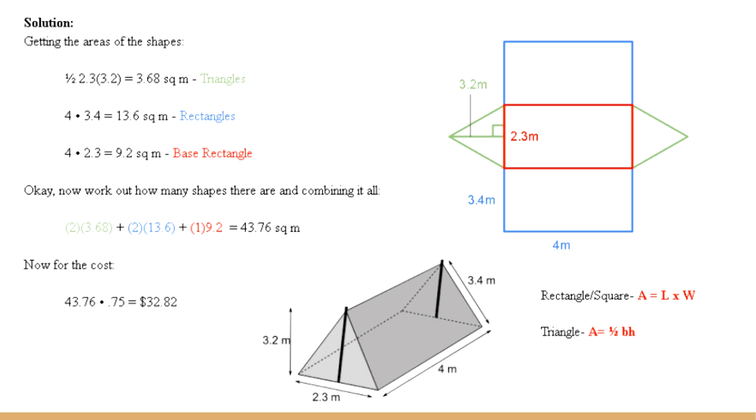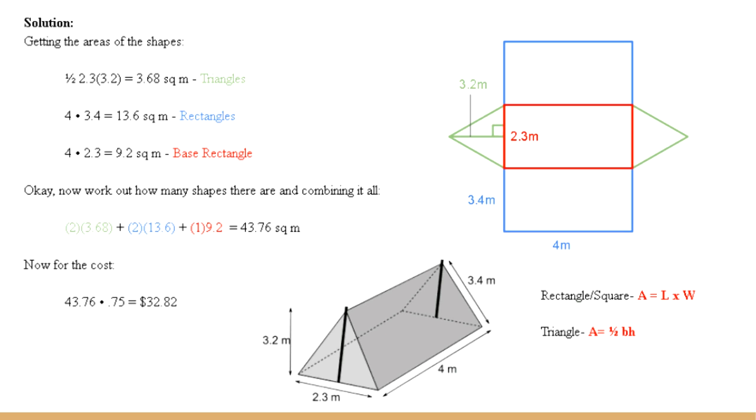Another thing that will throw people off is if you don't consider the bottom face a base, you might think of it as another 3.4 by 4 rectangle, which would screw up your math or confuse you down the line when you're trying to find the right answer. Then I'm multiplying the triangles by 2, the rectangles by 2, and leaving the base rectangle by itself, or multiplying it by 1 if that helps. In the end, I end up with 43.76 square meters.